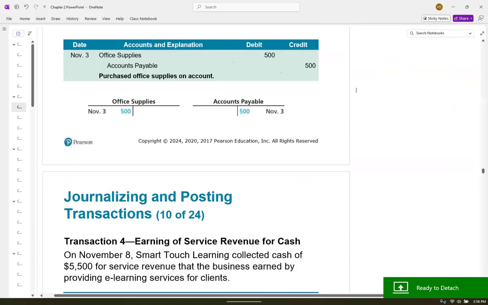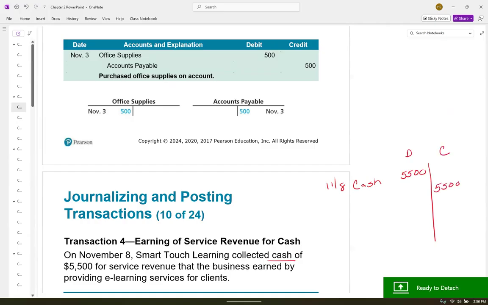Next one, transaction 4, earning service revenue for cash. So on November the 8th, Smart Touch Learning collected cash of $5,500 for service revenue that the business earned by providing e-learning services for clients. They collected cash. We know cash went up. Okay. Cash is going to be a debit of 5,500.